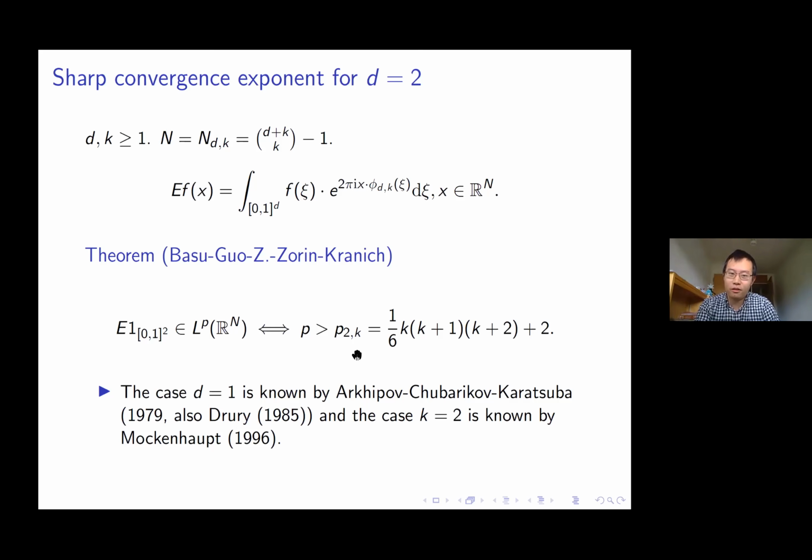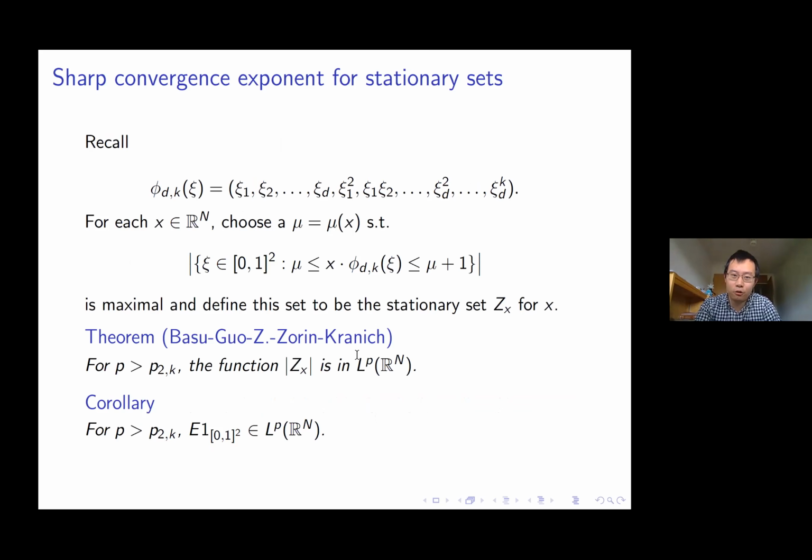That's why I say it's sharp in various settings, but I don't have time to explain that. Nevertheless, I can show you how we proceed. So we have this phi, and we define the stationary set function. For each x, we choose a mu such that the measure of the set where mu is less than x dot phi less than mu plus 1 is maximum, and we call this the stationary set. Well, if there are multiple mu's, we just choose one.